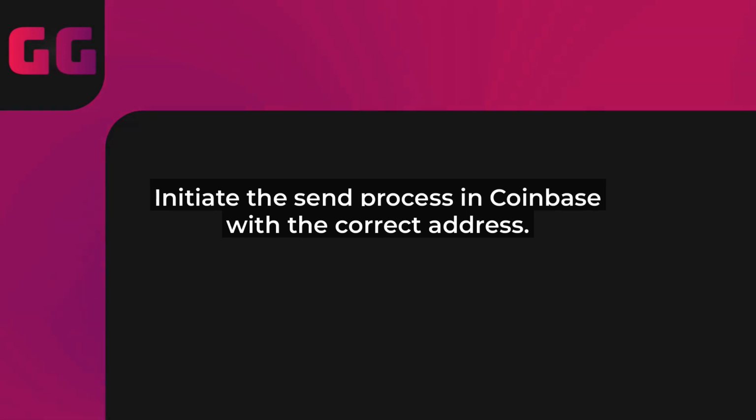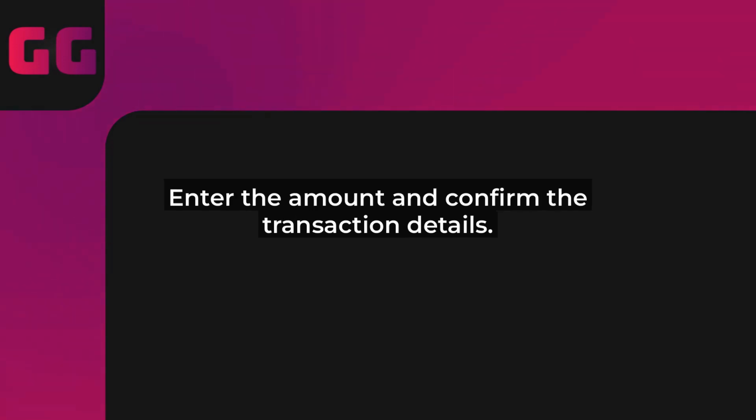You'll see a form pop up. Paste in the Robinhood address you just copied. Enter the amount of USDT you want to transfer, and don't forget to check the network type. For USDT, it's usually ERC20 or another specified chain, so make sure it matches to keep fees low.